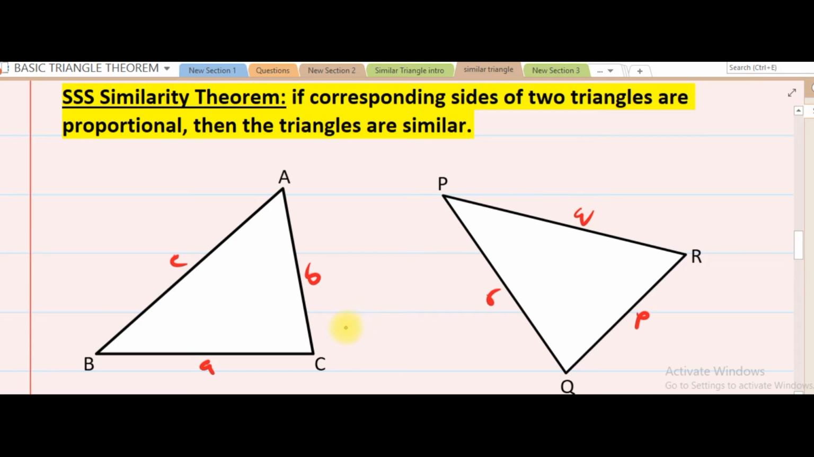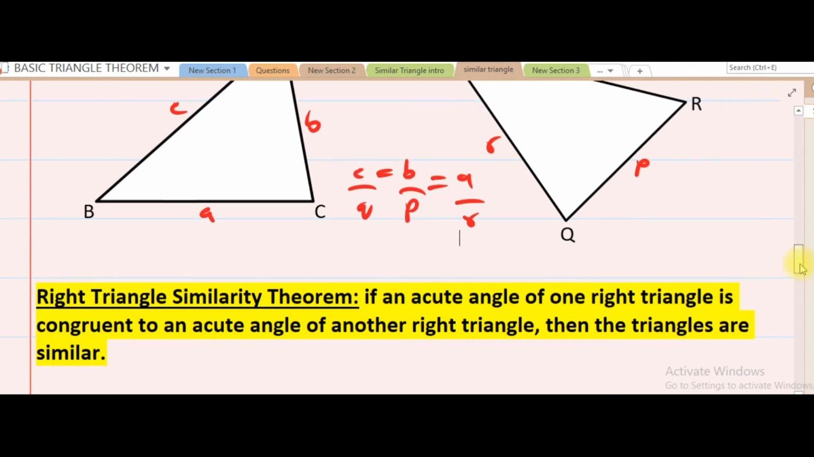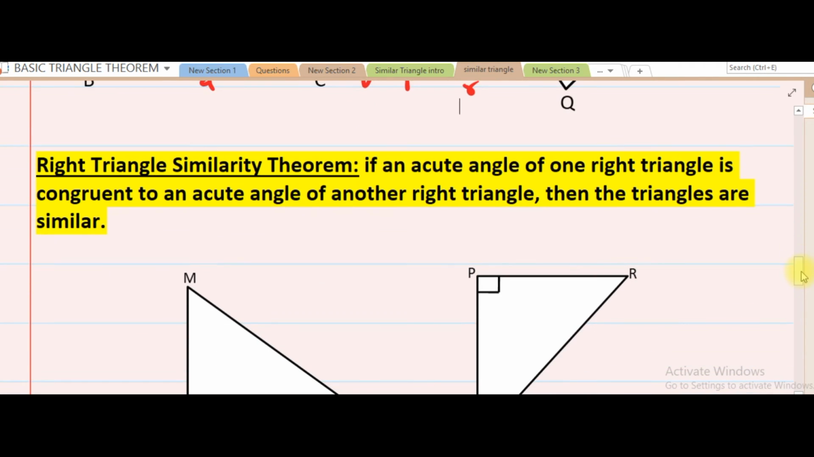Q. So if C over Q equals B over P equals A over R, then the triangles are similar. It could be any of them, it could be C over P. Once the ratios are the same, you know that they are similar. So finally, we now have the last one, which is the right triangle similarity theorem. From the name, it is applicable to right-angle triangles only.